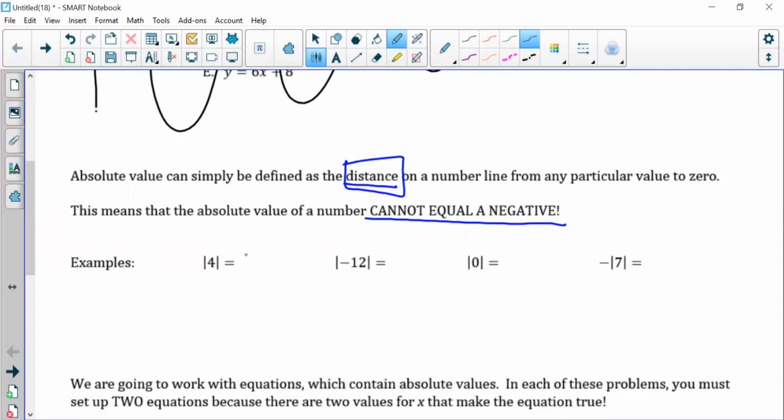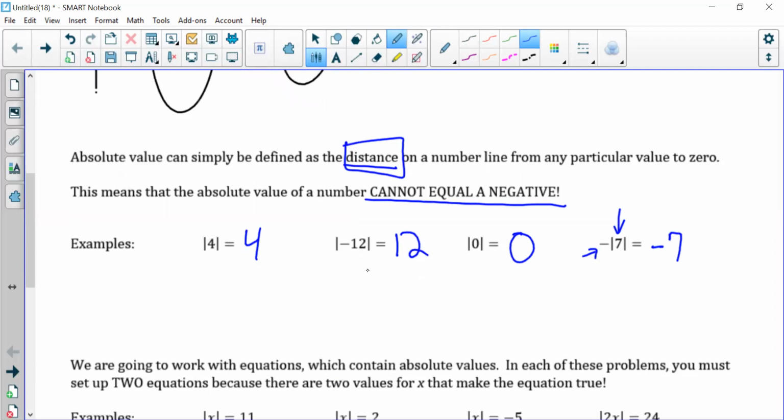So the absolute value of 4 is 4. The absolute value of -12 is 12. Absolute value of 0, of course, is 0. Now, pay attention to this last one. This says the absolute value of 7 and then make it negative. So absolute value of 7 is 7. Now make that negative. So this is -7. Pay attention to whether the negative sign is inside or outside of the absolute value bars.